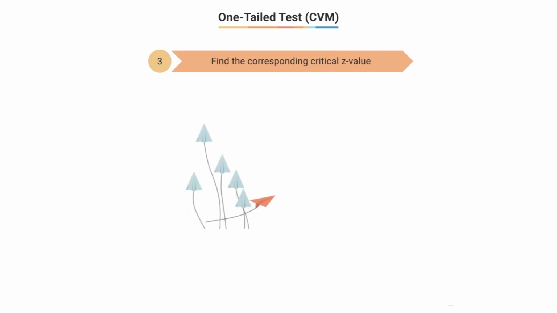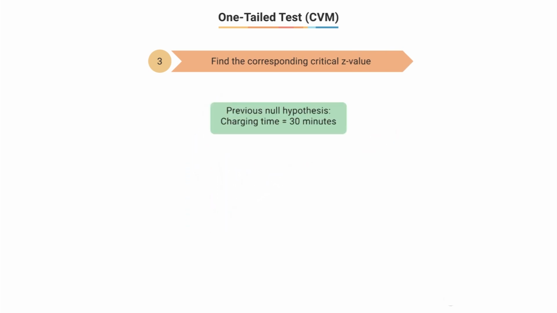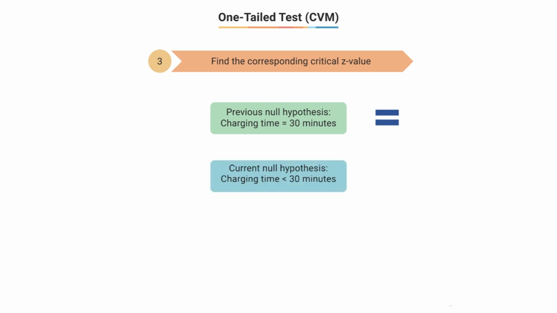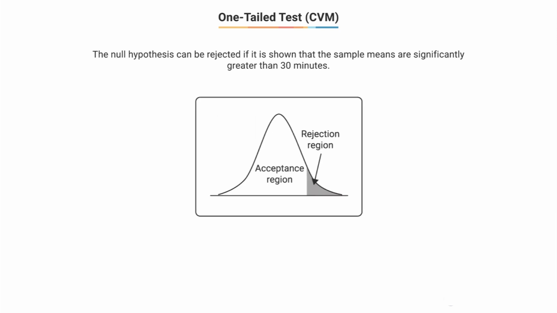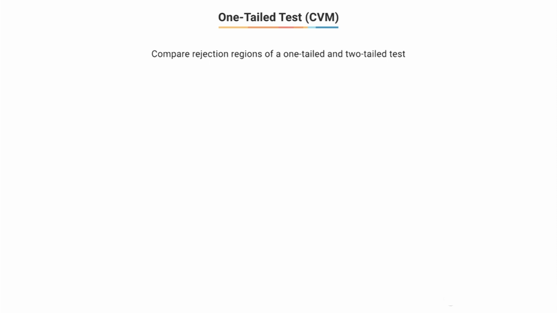Now this is where the problem will be slightly different from the earlier problem, where the null hypothesis stated that the charging time was exactly 30 minutes. In our current example, the null hypothesis states that the charging time is less than 30 minutes. This means that we can only reject the null hypothesis if we can prove that the sample mean that we get is significantly greater than 30 minutes. Hence, the rejection region is going to lie only on the right side of the curve, and such a test is called a right-tail test.